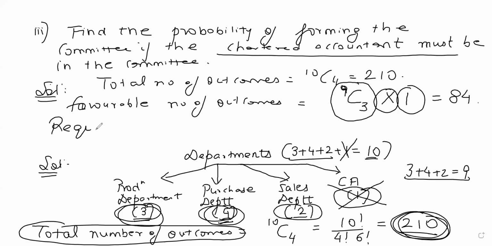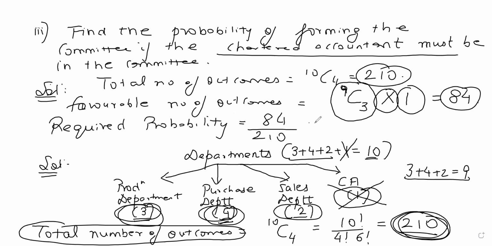So my required probability is favorable outcomes, which are 84, upon total number of outcomes, which are 210. Verify that 84 by 210 is 2 by 5. This is my final answer for this part.